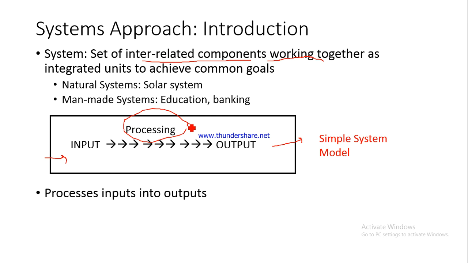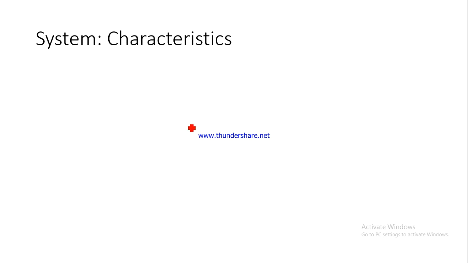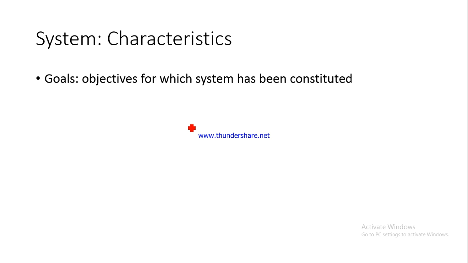As I said, processing inputs into outputs, right? Let's talk a little bit about the system characteristics. What are the various characteristics of this system? See, a system will have some goal. It will be performing some task which will ultimately lead to realization of some goal. Now this is number one. There would be some objectives for which the system has been constituted, like I talked about the college.